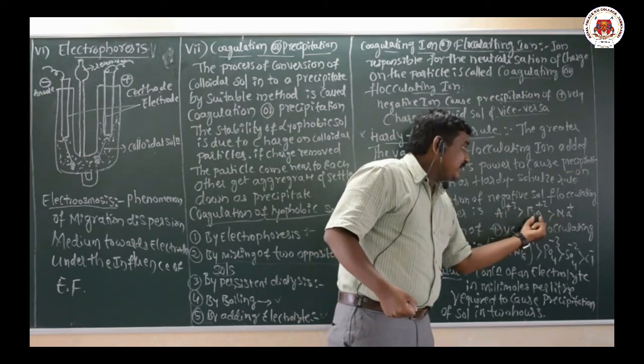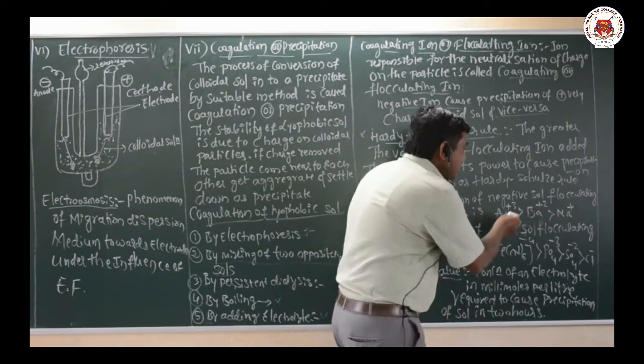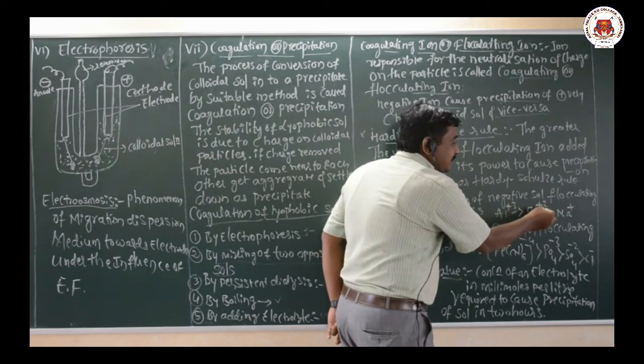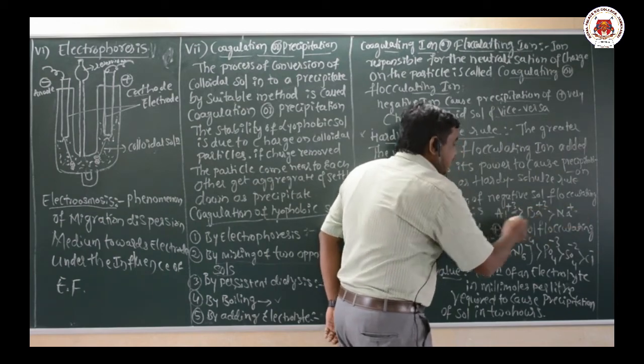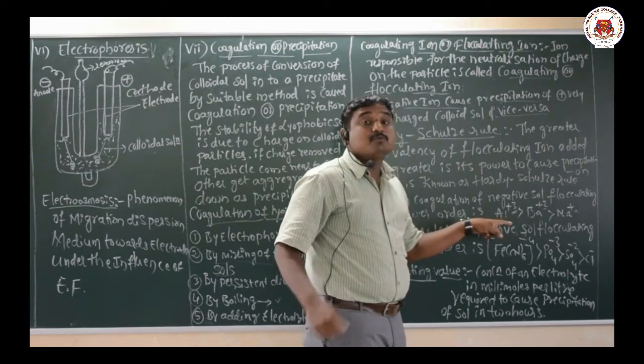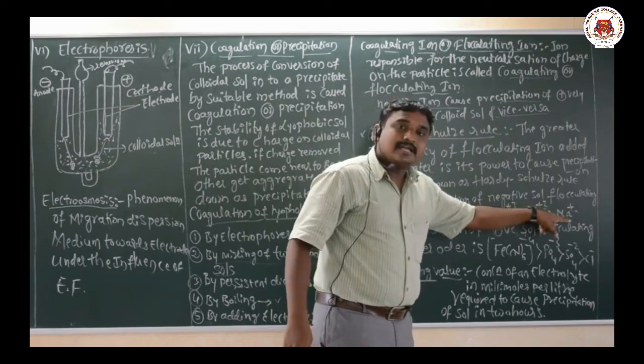And then Ba+2 has more coagulating power compared to Na+, because the valency of Ba+2 is greater than that of Na+. Hence the order of flocculating power is Al+3 has more coagulating power compared to Ba+2, and then Na+.